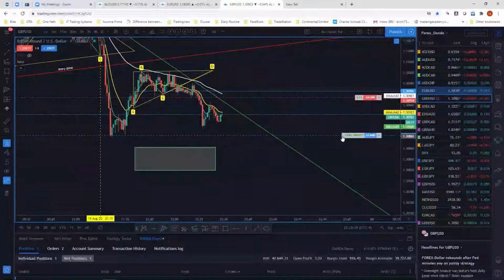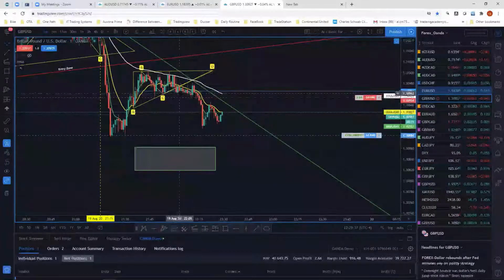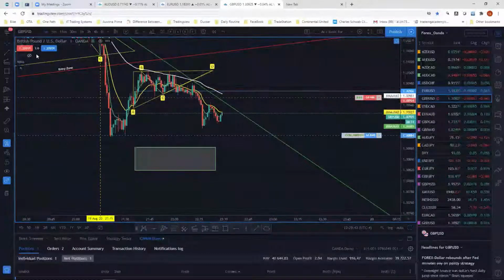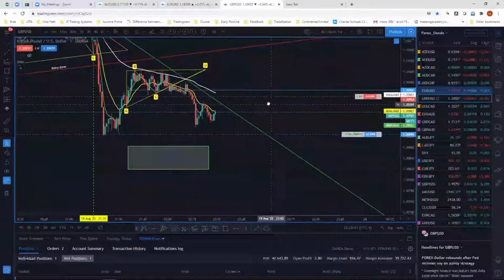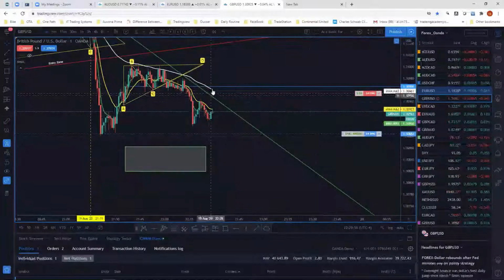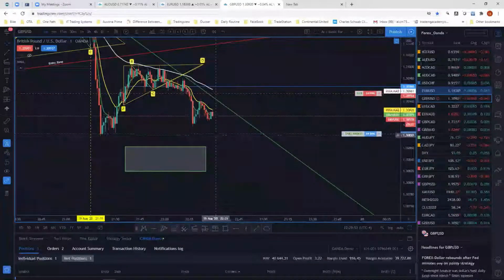this is my 7 pip target right here. That's my 7 pip target. We got in right up here is where we entered. And I entered the trade pretty much on this candle, but this is where the fill was because I lost 2 pips on the spread. Okay. And so keep in mind that in order to get the full 7 pips, it's going to have to go down here 2 pips in order to get filled.